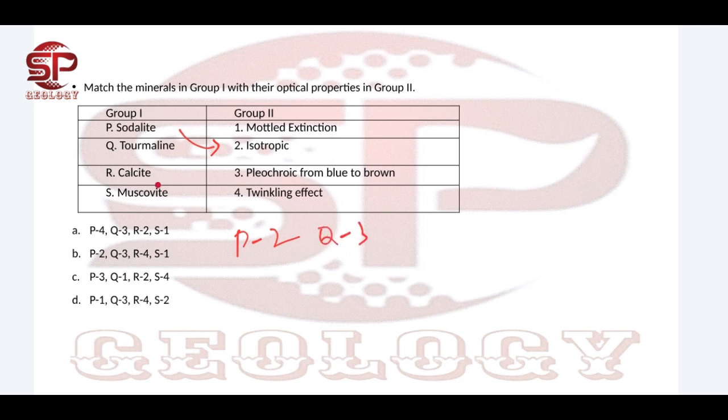Then calcite, its main characteristic is a twinkling effect, like all other carbonate minerals, they also show twinkling effect. So R will be 4. Then muscovite, it shows mottled extension or bird's eye extension. So this is the characteristic. So P2, Q3, R4, S1. This one is the answer.